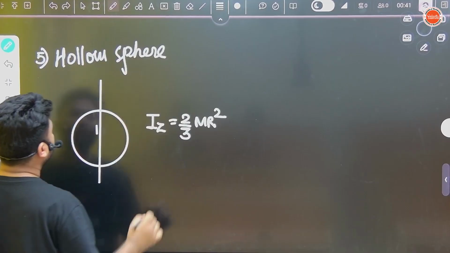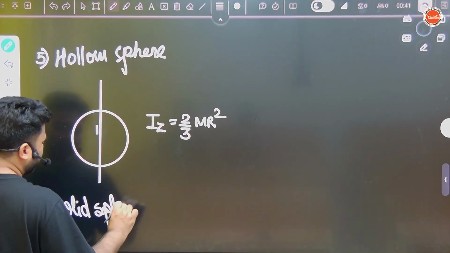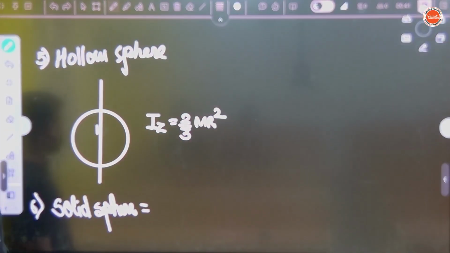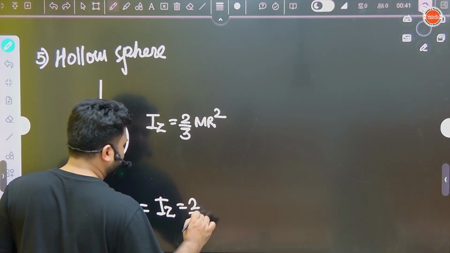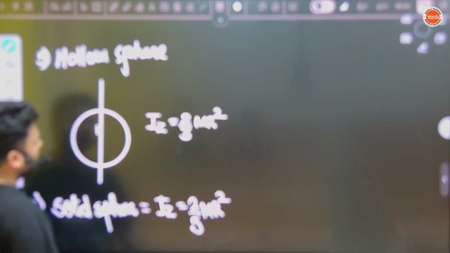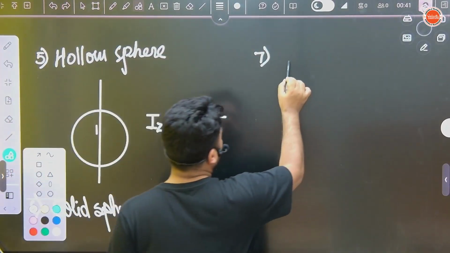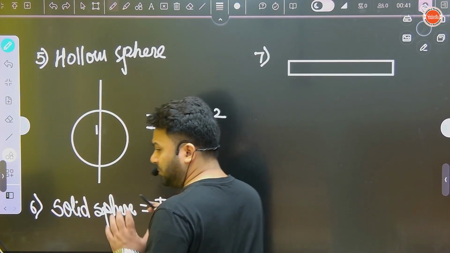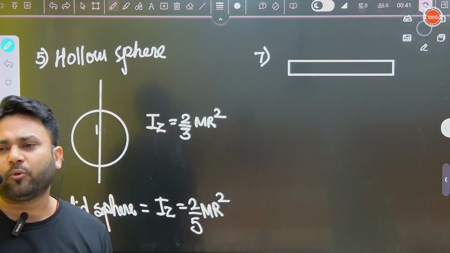2 by 3. If it is a solid sphere, hollow sphere and solid sphere, you know the difference. Hollow sphere means plastic ball, solid sphere means a solid ball. So the same formula will become 2 by 5 mr square. Seventh, if there is a rod, all the things that I am telling now are only the important things. We have 20 formulas, but 7 to 8 most important I am telling.